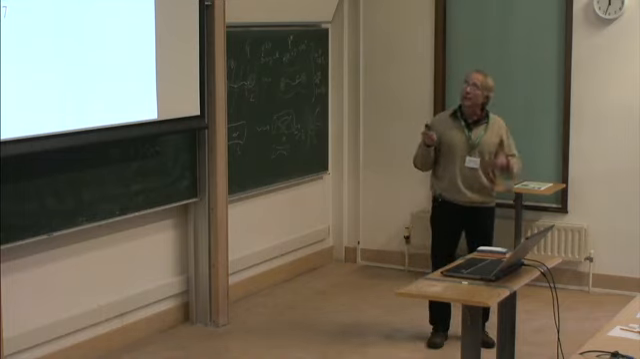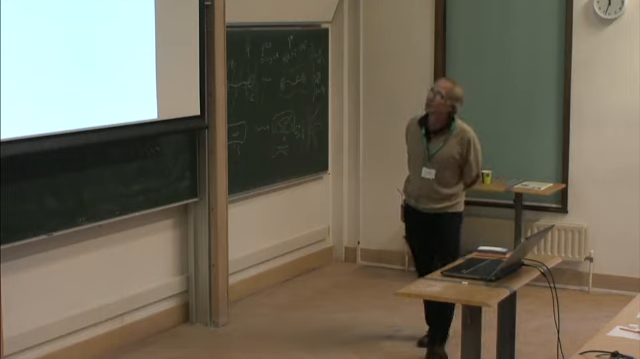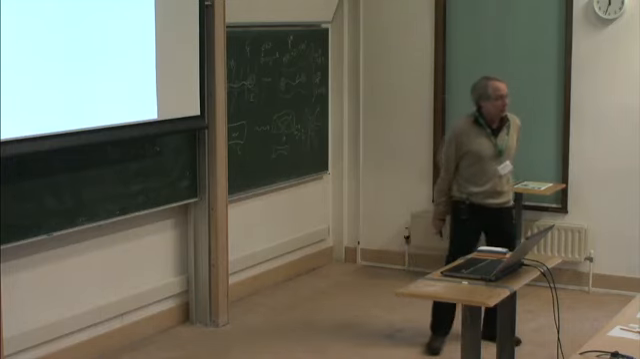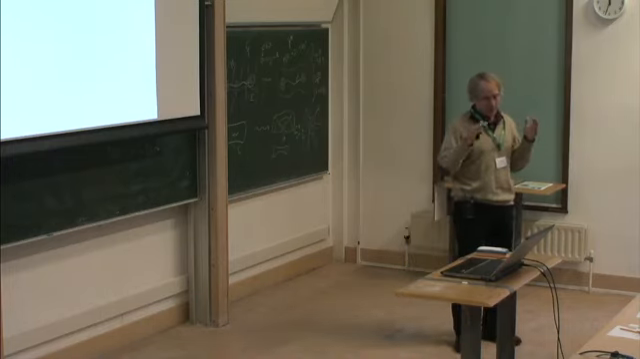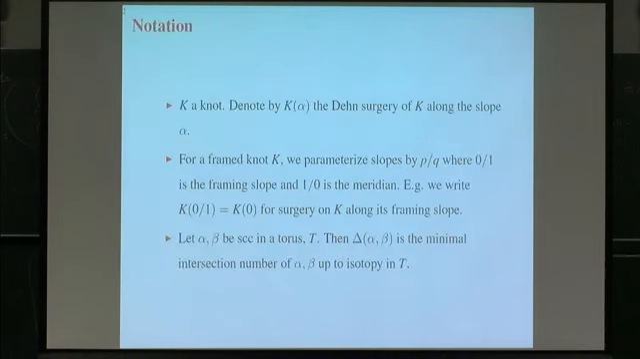I'm going to talk about boundary-reducing surgeries on handlebodies. And so the question is, when does Dehn surgery on a knot in a genus G handlebody yield a handlebody again? So a handlebody is the simplest manifold with a genus G boundary. And so if you do surgery on a simple manifold and you get a simple manifold, you'd hope that the knot was simple, and in particular that you could classify such knots. So this is an example of that.